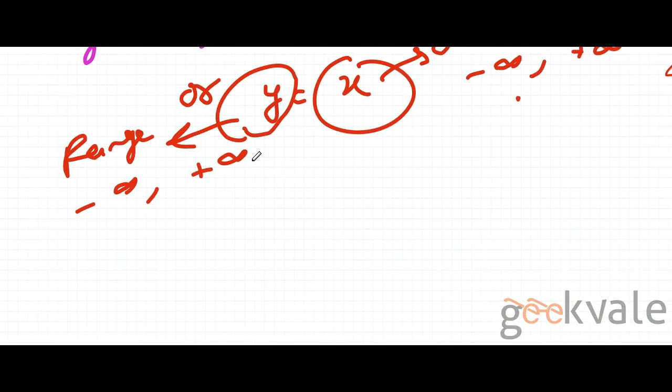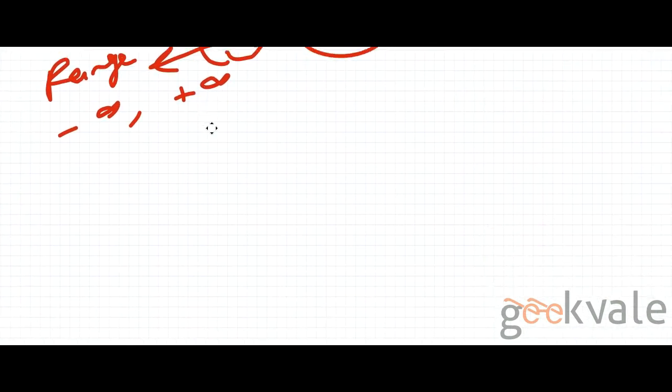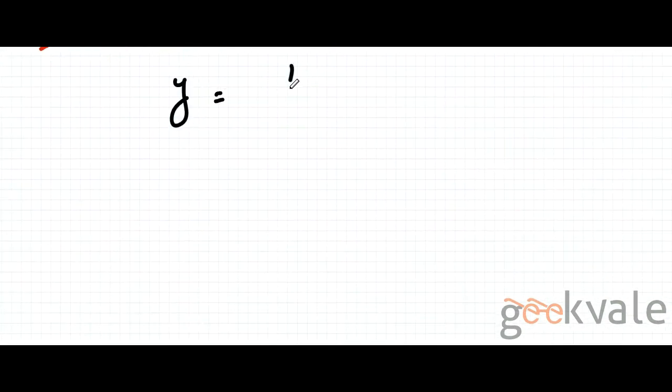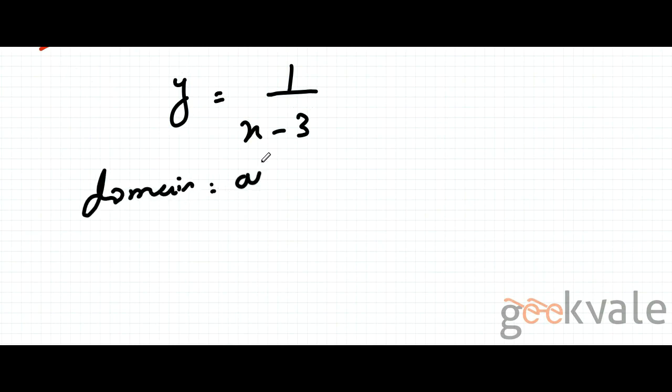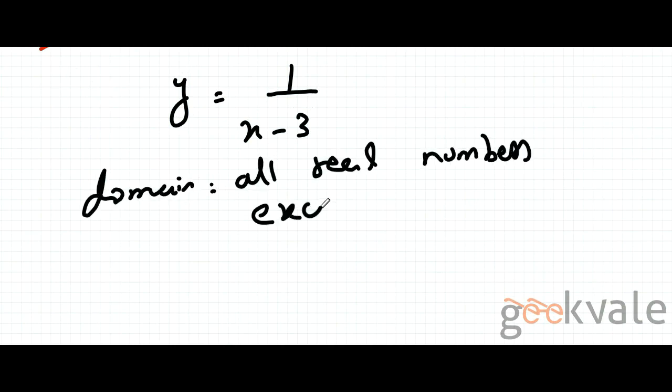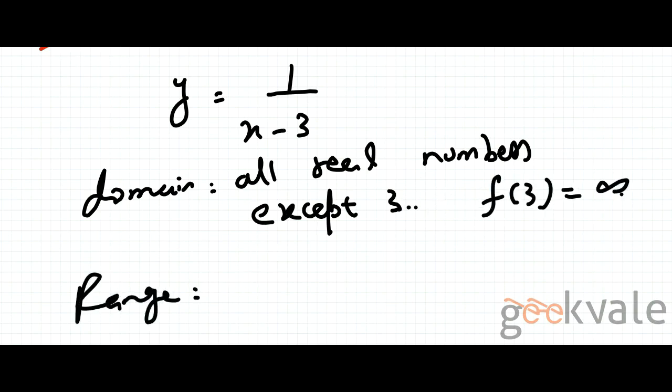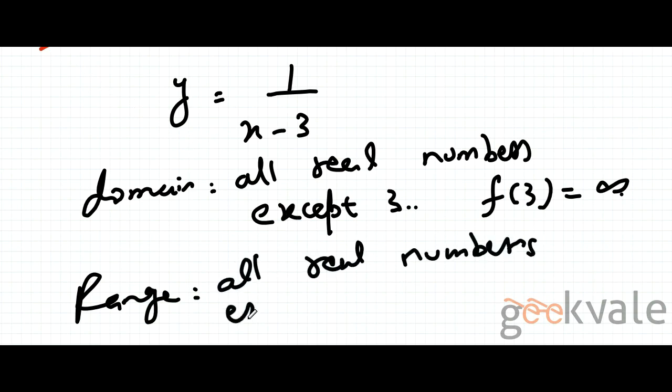Let's look into another example of a function. For example, if I have y equals 1 over x take away 3, then the domain of this function will be all real numbers except 3. Now why 3? Because f of 3 will be infinite. Similarly, the range of that function will be all real numbers except 0.